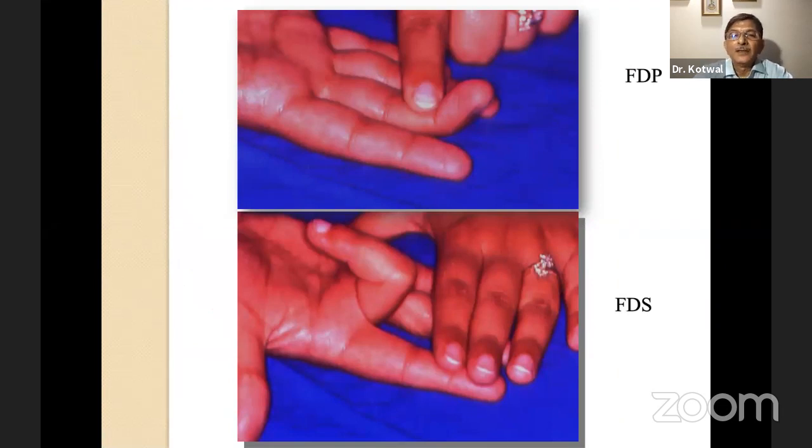Then you test the actions of the flexor digitorum superficialis and the flexor digitorum profundus. And here, this is the way it should be done. When you are testing for the action of the profundus, the MP joint and the PIP joint should be kept extended. Then only you will allow the FDP to act.